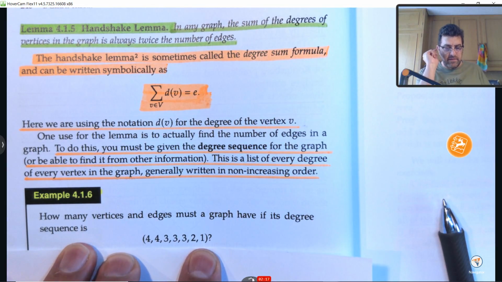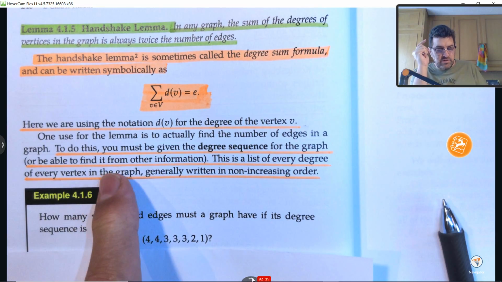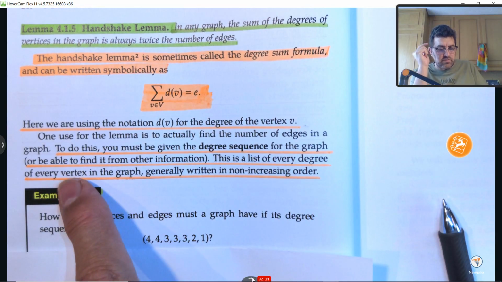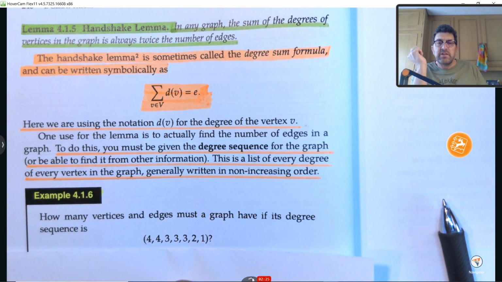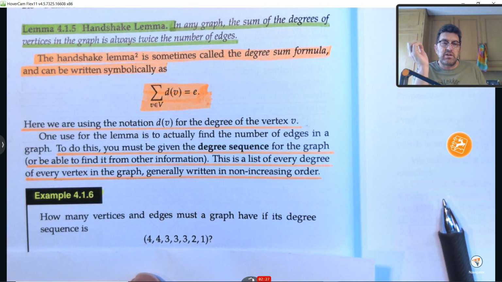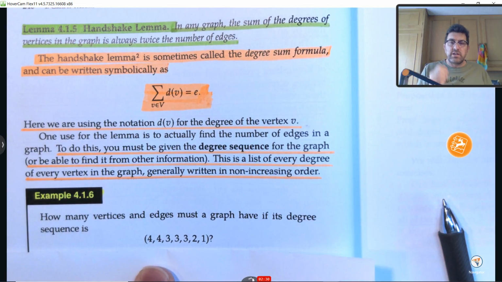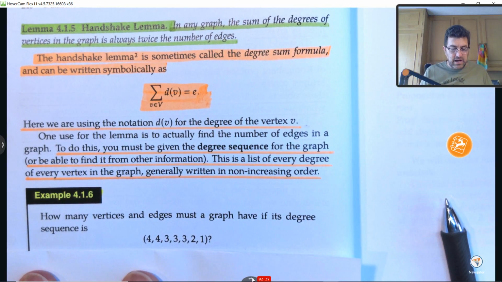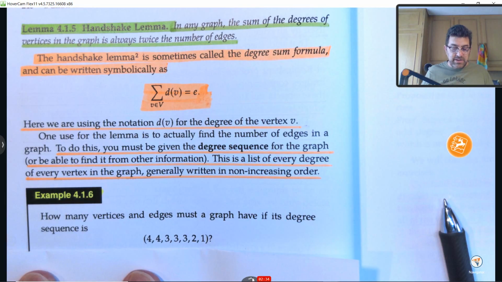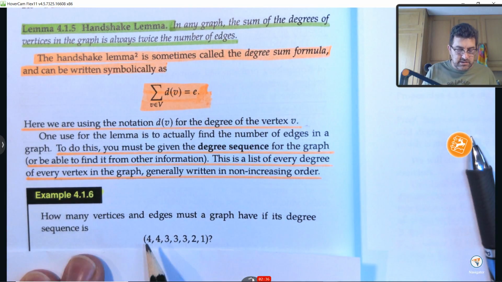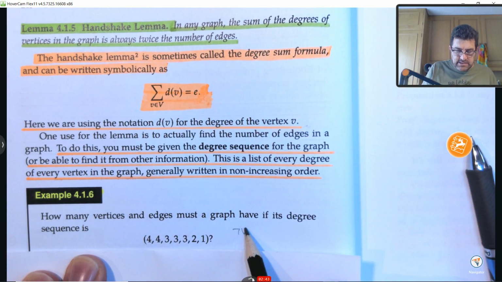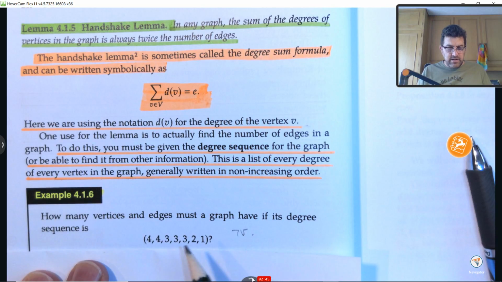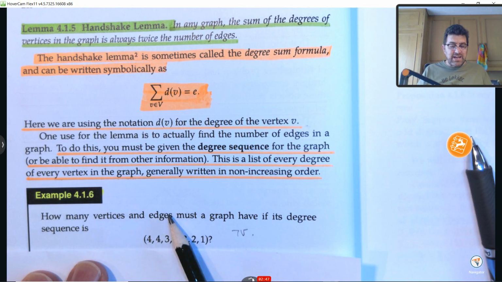vertices in this graph. So we say to do this, you must be given the degree sequence for the graph or be able to find it in some other bit of information. This is a list of every degree, generally in decreasing order. So how many vertices and how many edges are there in this degree sequence? So there's 1, 2, 3, 4, 5, 6, 7 vertices. Okay, so how many edges are there?